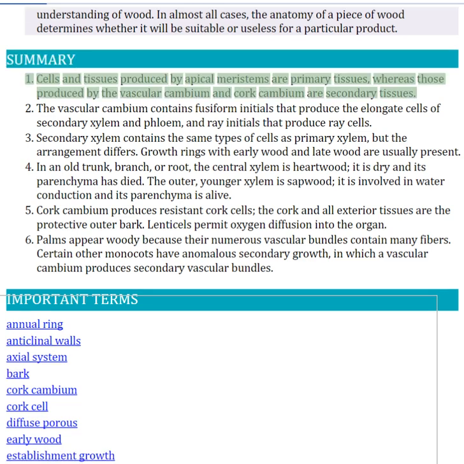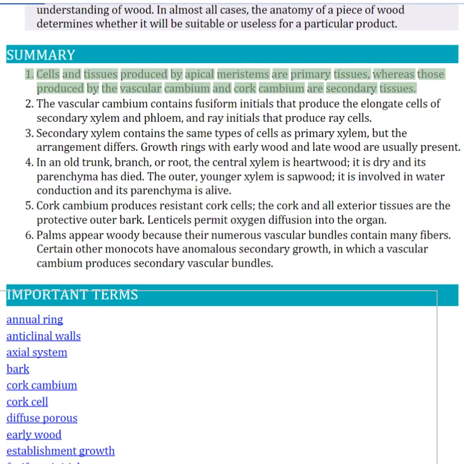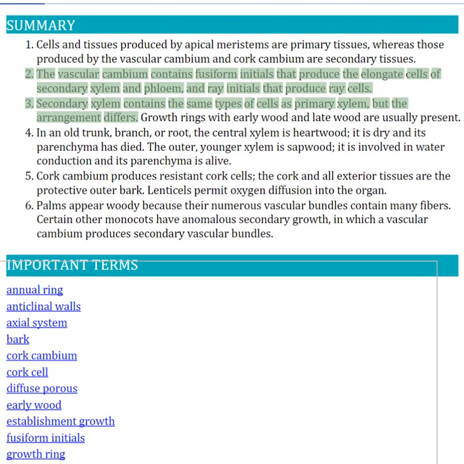Summary. 1. Cells and tissues produced by apical meristems are primary tissues, whereas those produced by the vascular cambium and cork cambium are secondary tissues. 2. The vascular cambium contains fusiform initials that produce the elongate cells of secondary xylem and phloem, and ray initials that produce ray cells.